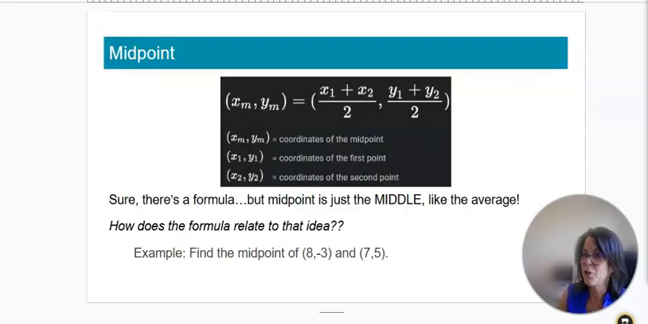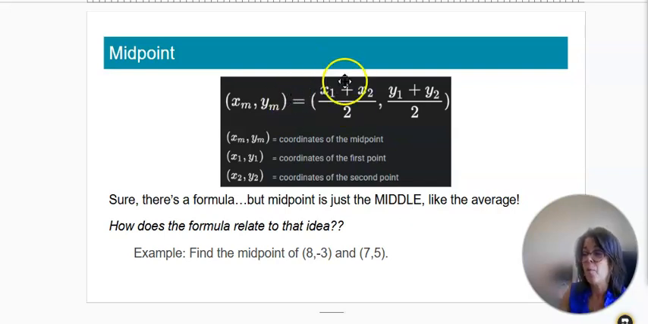The next thing we need to talk about is the midpoint formula. This is also a formula that's on your formula sheet, and it looks complicated, but I promise you it isn't. The midpoint is just the middle. It's like average. So if you think about it as an average, you know to find the average of two things. You add them up and you divide by however many things there are, in this case 2.